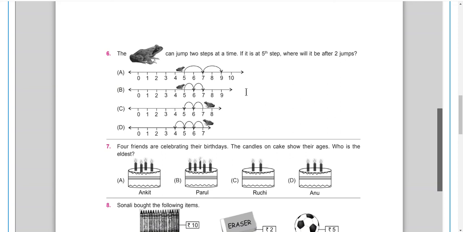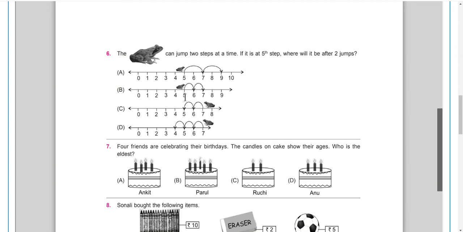He got 9. Okay, so it seems like A is the answer, because the frog is sitting on the 5th. He can jump 2 steps at a time. So he jumped from 6 to 7, 1 step, and he jumps from 8 to 9. So it looks correct. Let's examine all the other options. Then we'll say that it is correct.